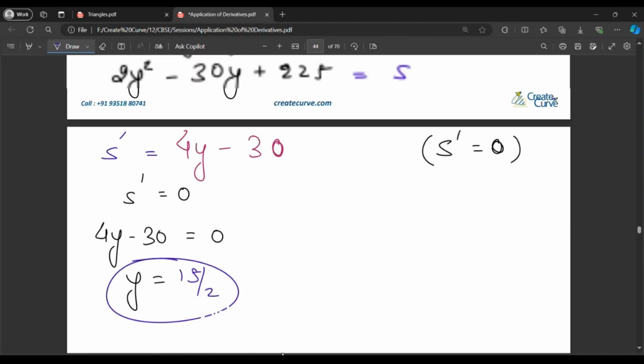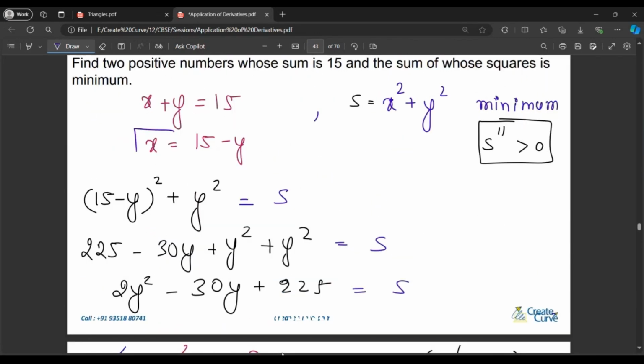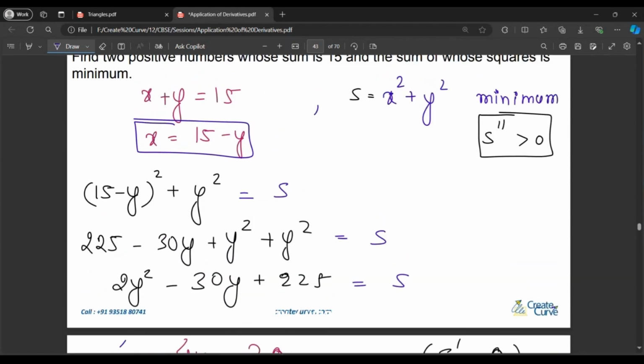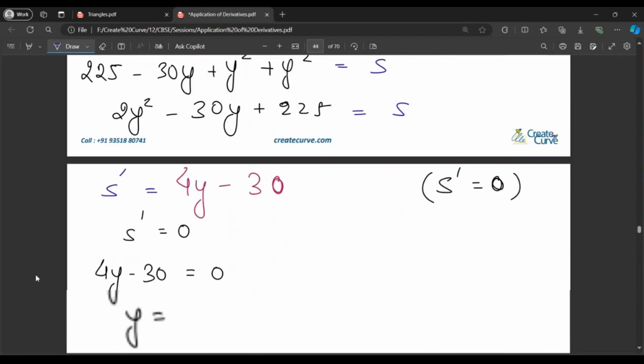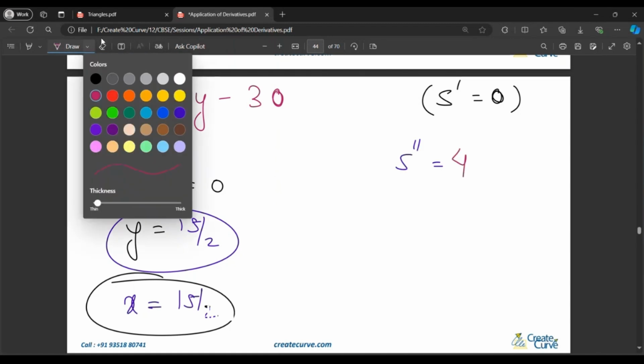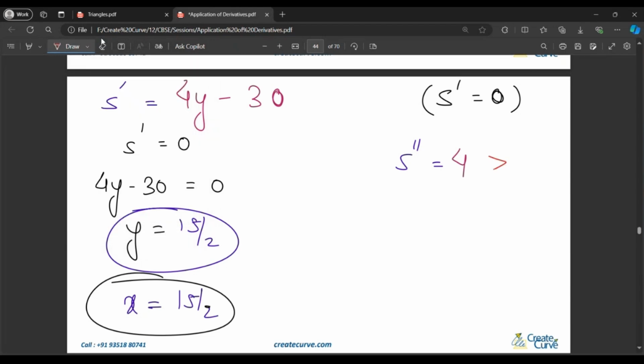What will be the x value then? Substitute here. If y is 15 by 2, what is the x value? 15 by 2. Now, if we want to find out the double derivative, S double dash, 4. Is 4 greater than 0 or less than 0? Greater than 0. This is minimum.